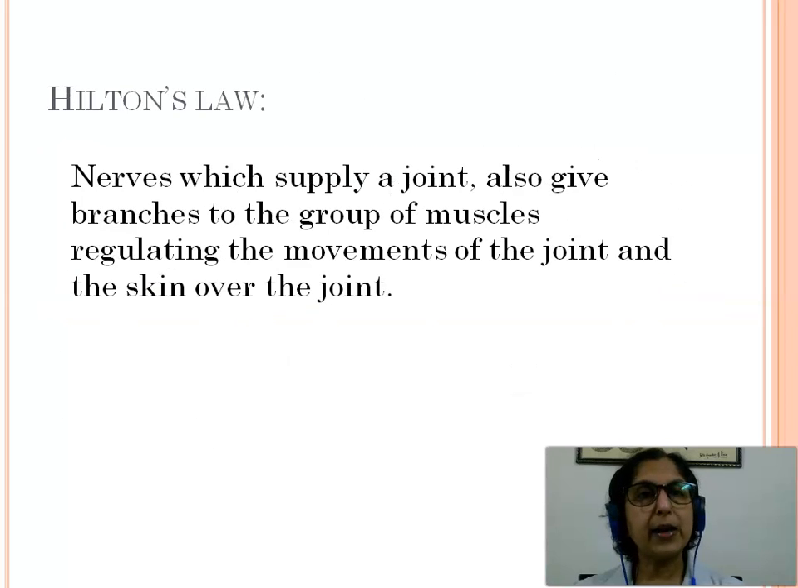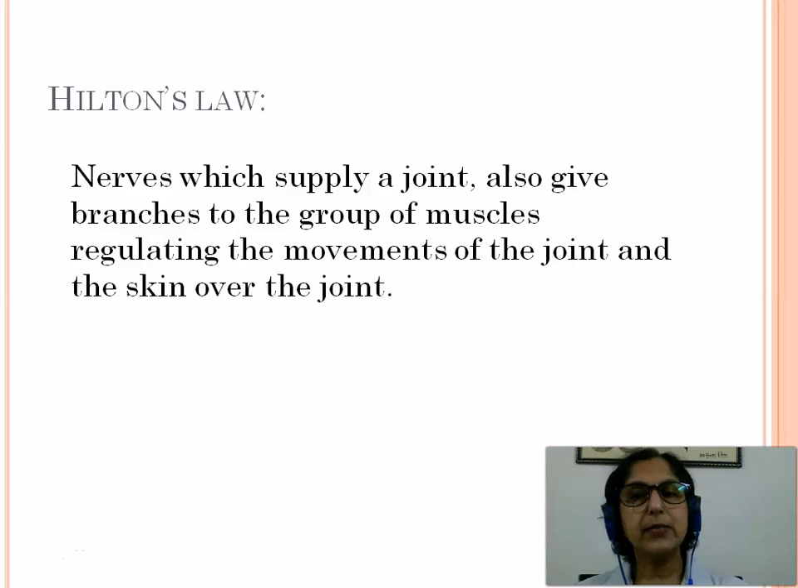And finally, we also need to know Hilton's law, which states that nerves which supply a particular joint will also give branches to the group of muscles regulating the movements of the joint and skin over the joint. So if a particular nerve is giving articular branch to a particular joint, it will also give muscular branches to a group of muscles which are prime movers for that particular joint, and it will also give a cutaneous nerve which will supply the skin over the joint.